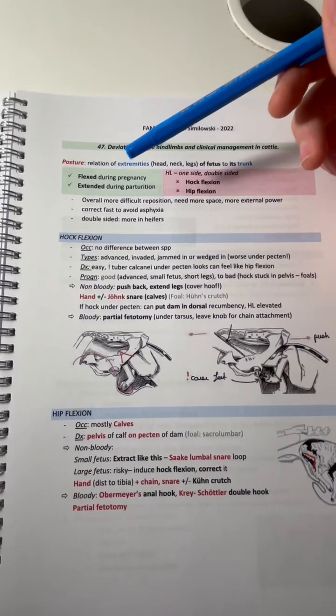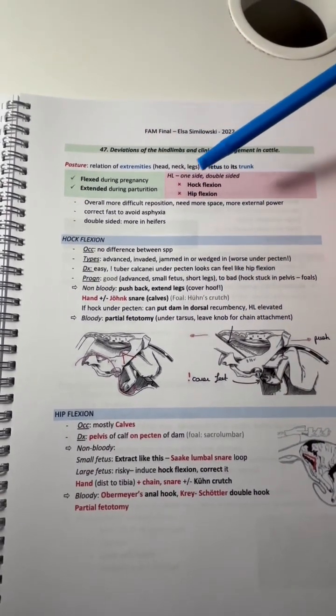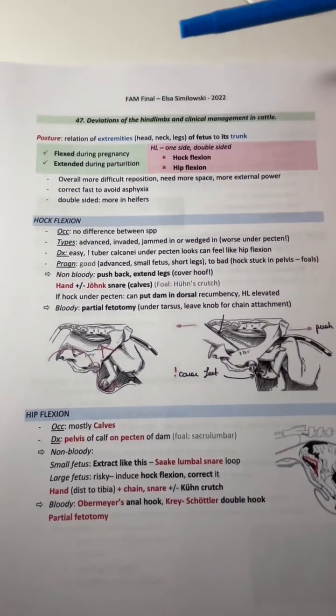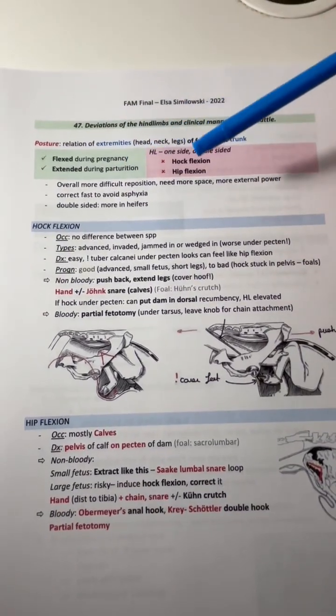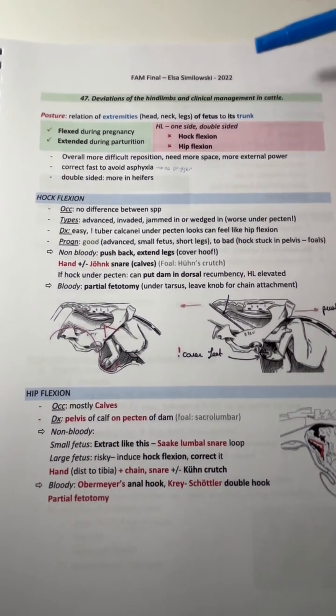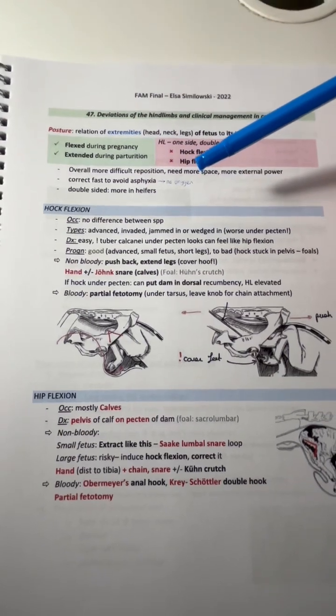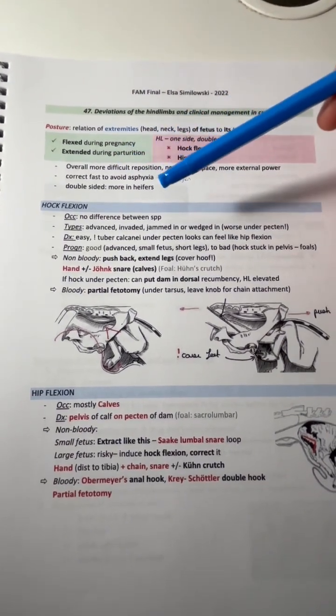In the hind limb, it can happen in both legs or one leg, and the problems are hock flexion and hip flexion. Overall, it's more difficult to reposition, and you need more space and more external power. You need to correct this problem fast to avoid asphyxia, which means no oxygen. And double-sided is more common in heifers.